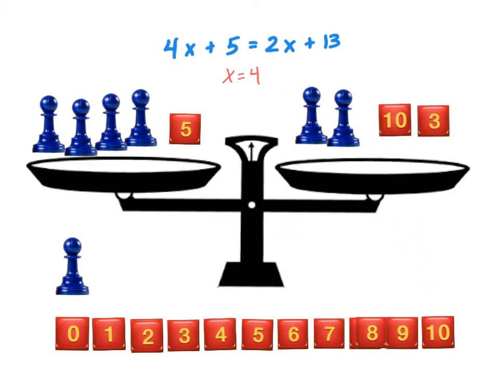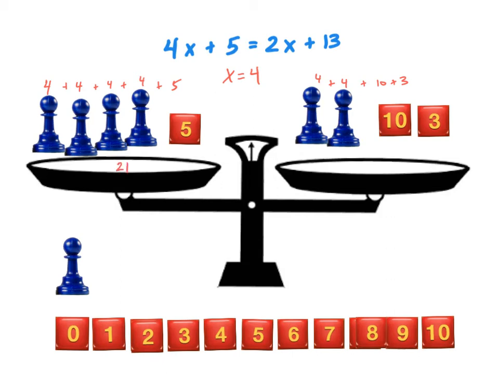And then anywhere where you have an x, you're going to plug in a 4. So I'm going to put 4 plus 4 plus 4 plus 4 plus that 5. 4 plus 4 plus the 10 plus the 3, 13. On the left-hand side, 4, 8, 12, 16, and 5 is 21.